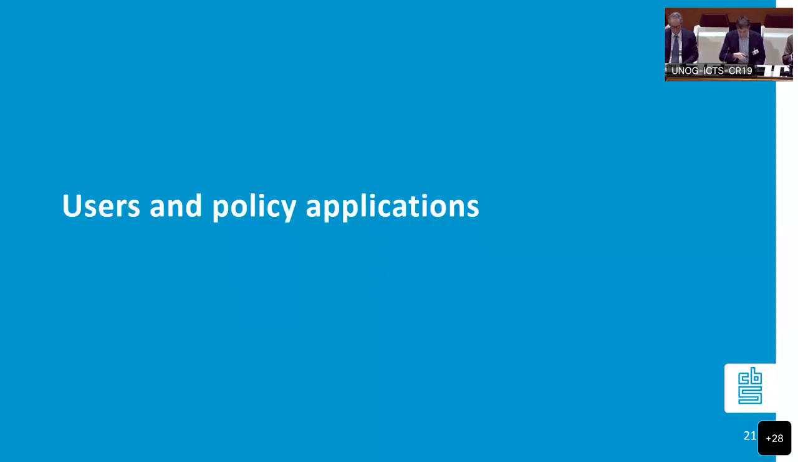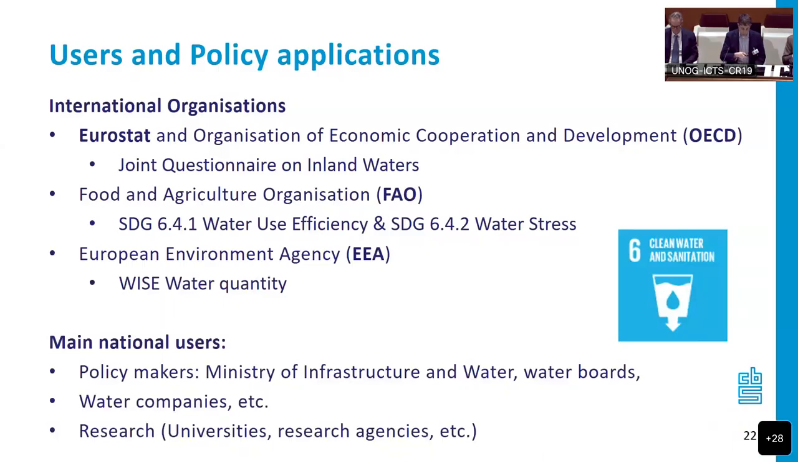My final part of my presentation is about the users and the policy applications. There are a lot of different users for our water data that we have identified. This is just a short summary. Of course, we have the international organizations that ask for water data. But also on a national level, we have many users: particularly the policy makers, the Ministry of Infrastructure and Water, but also the water boards, which are very important in the Netherlands. And also water companies and research institutes, universities, research agencies.